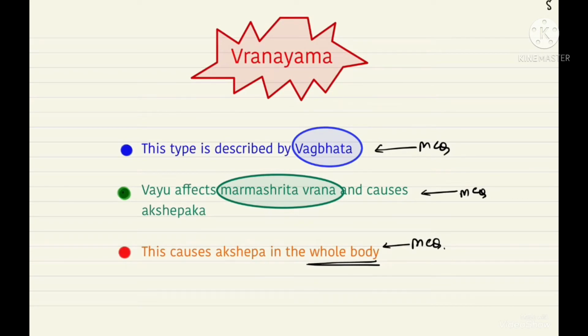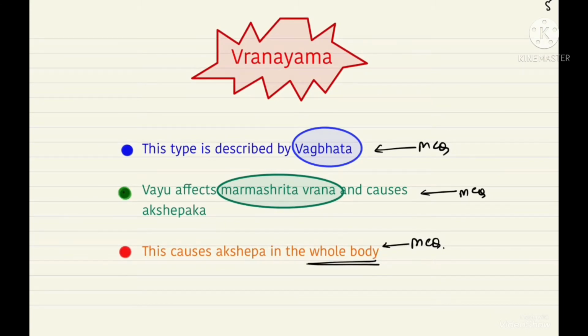So there are 2-3 MCQs you can find here. This type is told by Vagbhata only, and when Vayu affects the Marmashrit Vrana, this is another MCQ, then this type of Akshepaka occurs, and there are convulsions in the whole body. So this is about Vranayam.